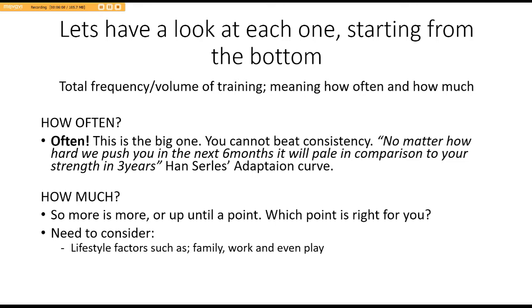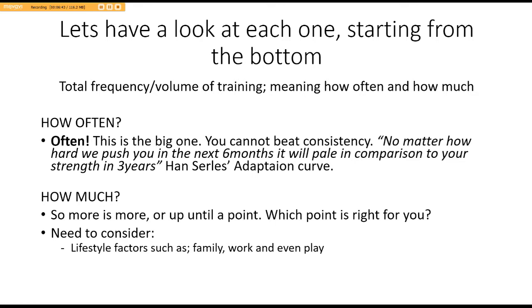Also, we look at how much. So more is more, up until a point, and you need to find out what point is right for you. A lot of endurance athletes are training 30 hours a week, the elite ones. For the bulk of us, that's just completely unattainable. So I would say to you that you do need to consider lifestyle factors such as family, work, and even play. Initially it might benefit you to sit down and say, well, what is my volume commitment each week?